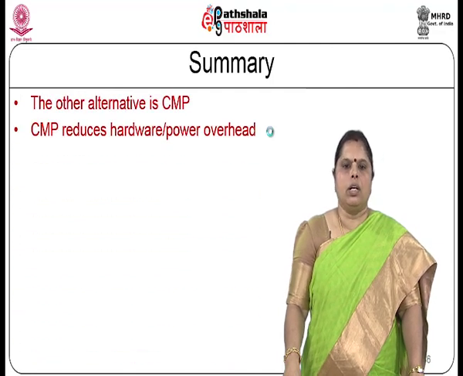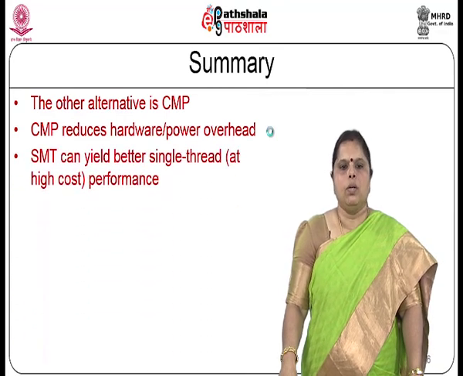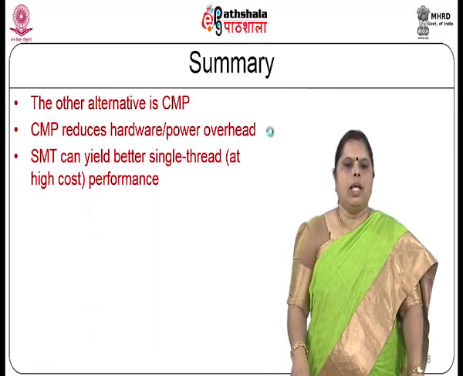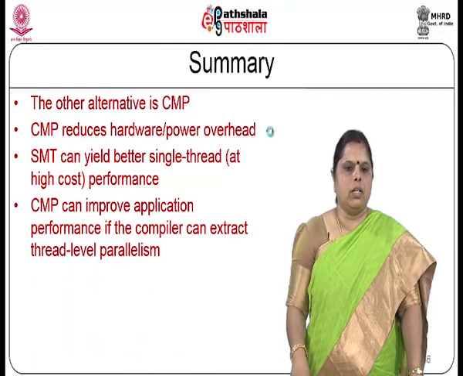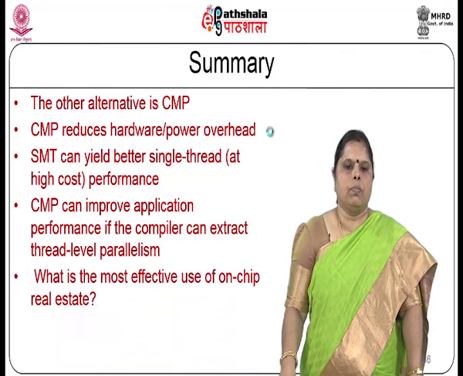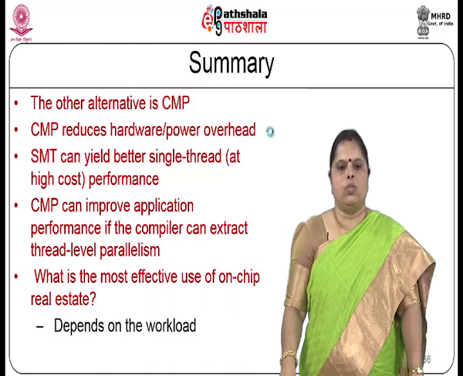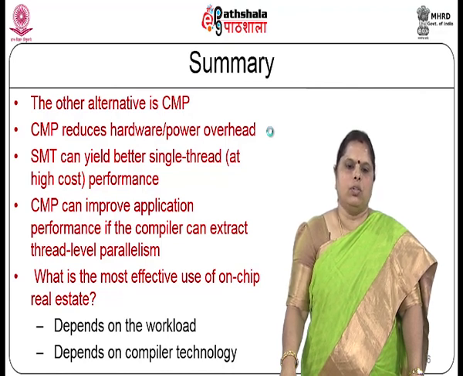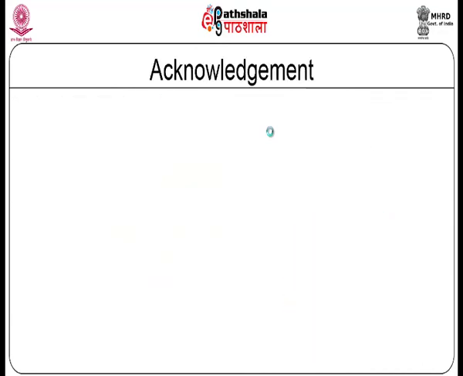Of course, the other alternative to exploiting thread level parallelism is chip multiprocessors, where the chip multiprocessors reduce the hardware and the power overhead. SMT can yield better single thread performance. CMPs can improve application performance if the compiler can extract enough thread level parallelism. And what is the most effective use of on-chip real estate? Obviously, it depends on the workload that you are looking at and depends upon the compiler technology, so that the compiler technology will be able to extract enough instruction level parallelism.